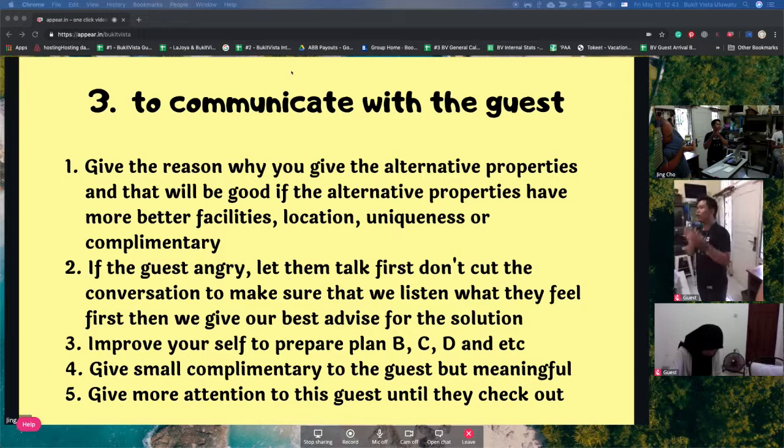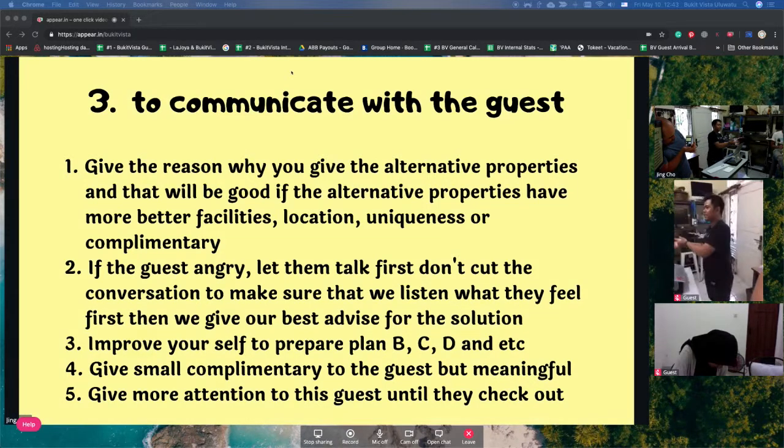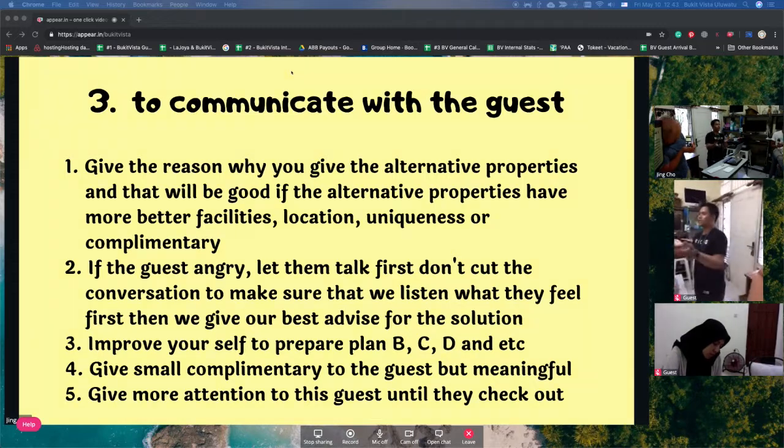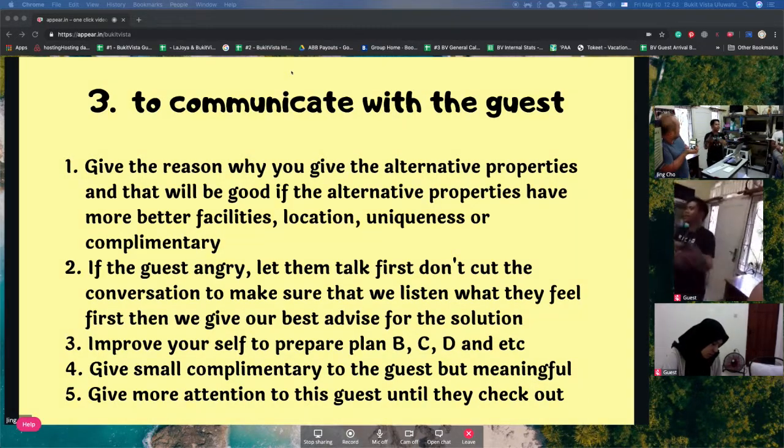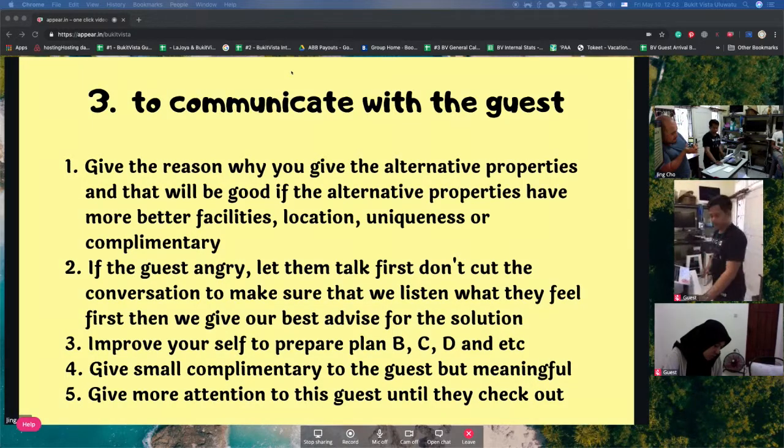Maybe the location is better, maybe the facilities are better. So the guest can feel like, oh yeah, I will take this one because this is closer to the beach, or this one has a pool and everything. And then the fourth is give a small complimentary to the guest, but very meaningful.